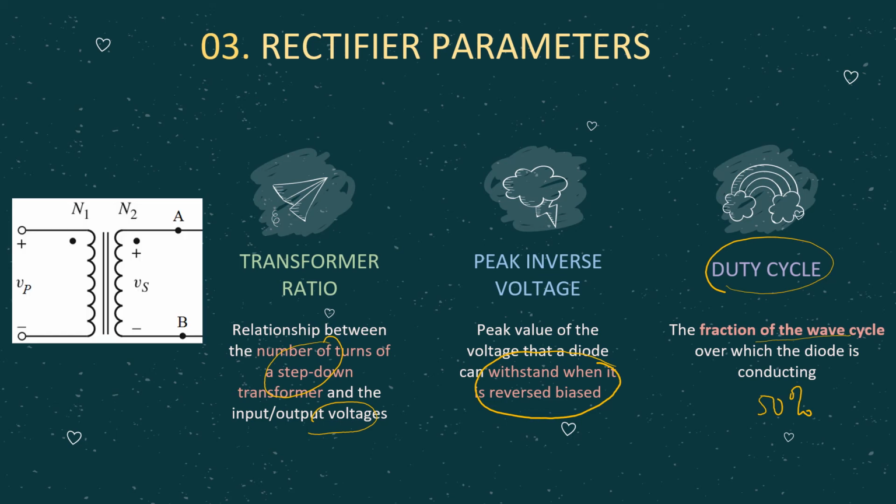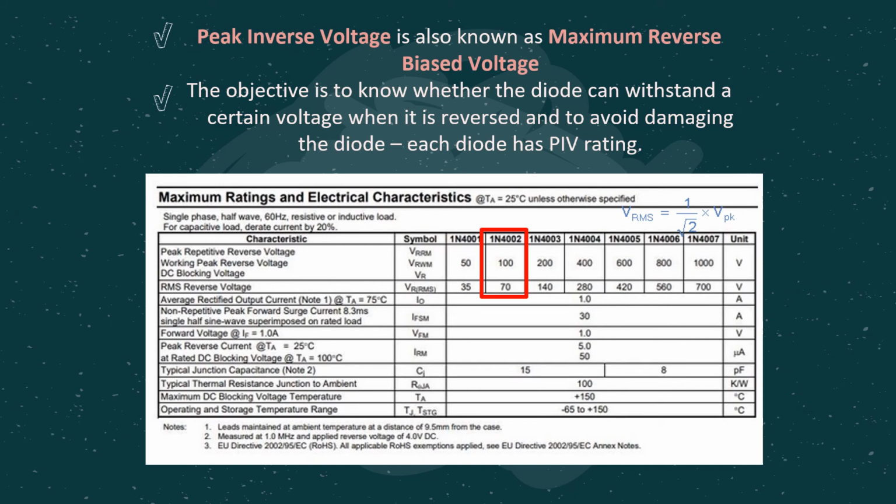Then this is the one that I mentioned just now for the transformer turns ratio. Whenever you come across a step down transformer, you can simply get the relationship between the voltages and the transformer turns ratio. Remember, before this I mentioned the peak inverse voltage, PIV. Sometimes it is also known as maximum reverse bias voltage. We want to know whether our diode can withstand a certain voltage when it is reverse bias, so that we avoid damaging the diode when it's operating. Each diode has its own PIV rating.